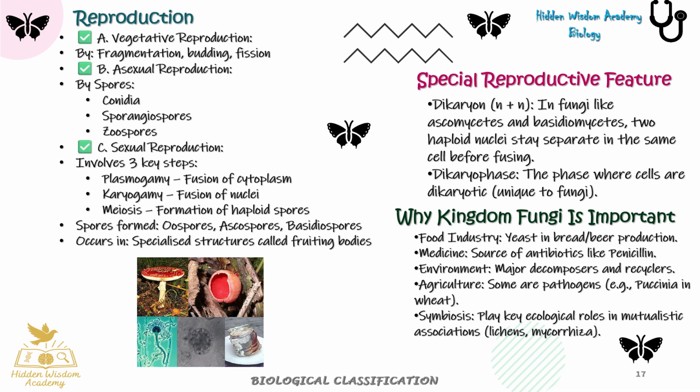B. Asexual reproduction, that is by spores, which are conidia, sporangiospores, zoospores. C. Sexual reproduction involves 3 key steps. 1. Plasmogamy, that is fusion of cytoplasm. 2. Karyogamy, that is fusion of nuclei. 3. Meiosis, that is formation of haploid spores. Spores formed are oospores, ascospores, basidiospores. They occur in specialized structures called fruiting bodies.